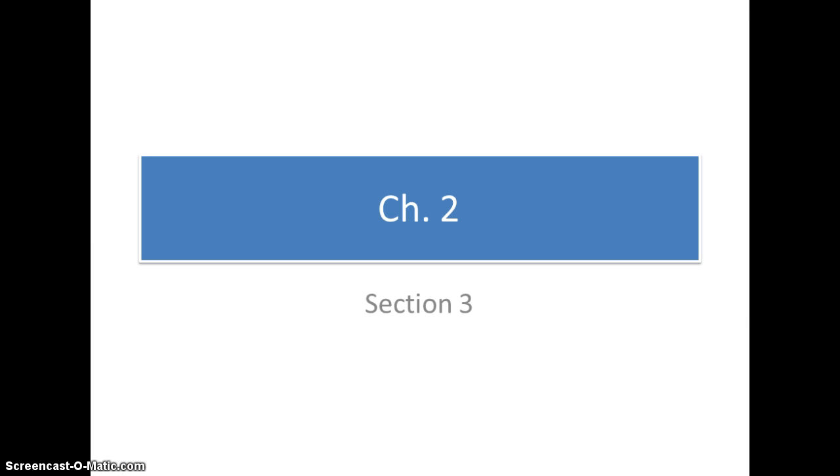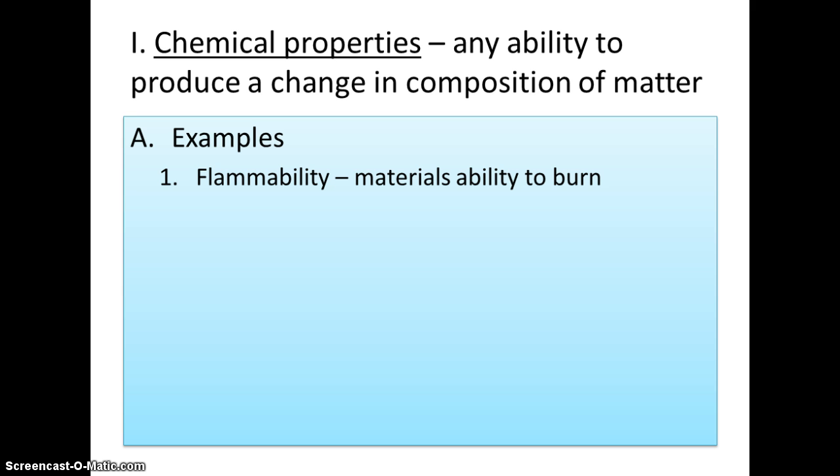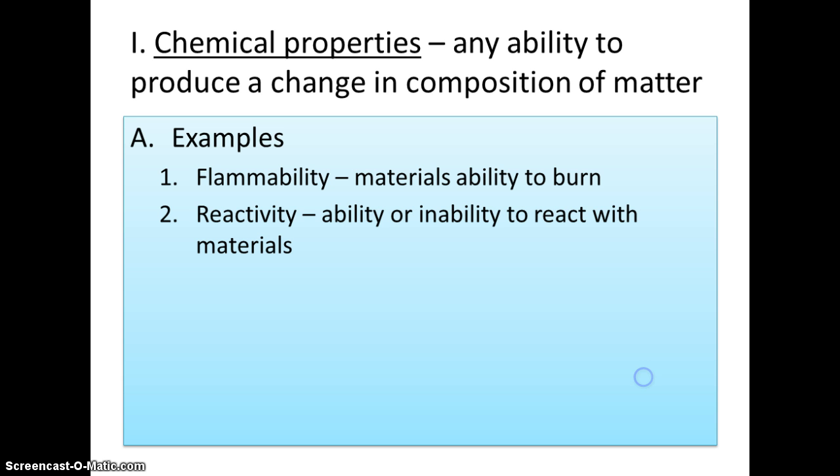The next section is going to be about chemical properties and chemical changes. Chemical properties: any ability to produce a change in composition of matter. So it's the ability to produce a change, but it doesn't actually change. There are a couple of examples. Flammability, and that's just the material's ability to burn. So wood, the fact that it's flammable, would be a chemical property. And reactivity, the ability or inability to react with materials. So if you're able to react with it or unable to react with it, that would be a chemical property. So it doesn't actually change, it just has the ability to change.